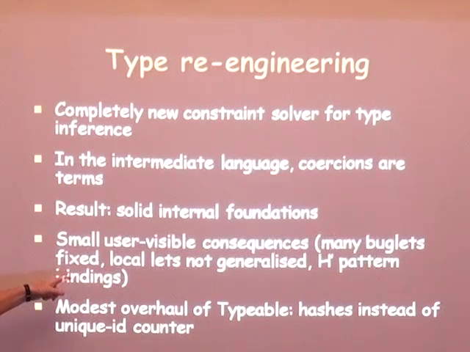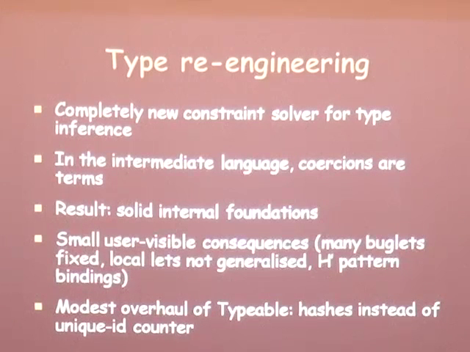And I also implemented Haskell Prime semantics, or static semantics, for pattern bindings. The editor of the Haskell Prime 2010 report, Simon Marlow, made a modest overhaul of the Typeable class, so instead of using strings, it now uses proper unique fingerprints, and that makes it less side-effecty as well. So this is kind of unrelated to the rest of this screen, but it's in the type system.